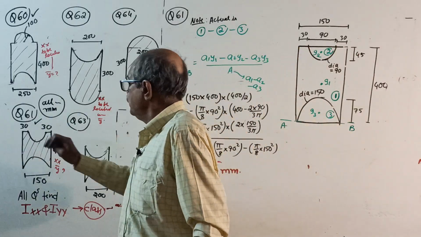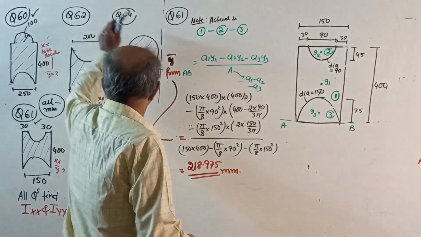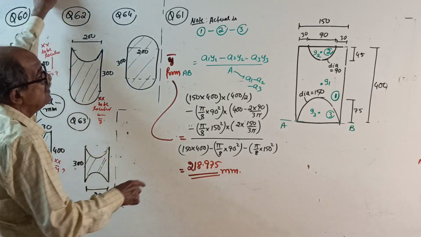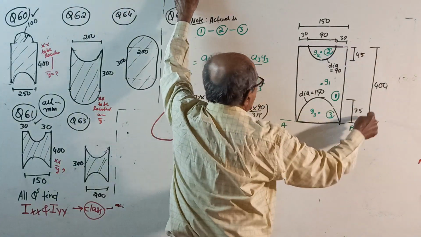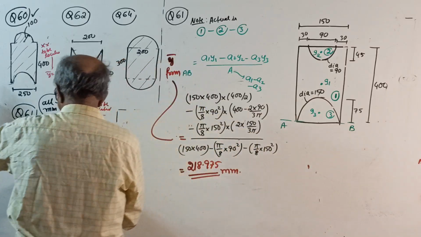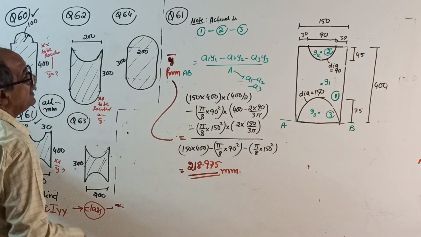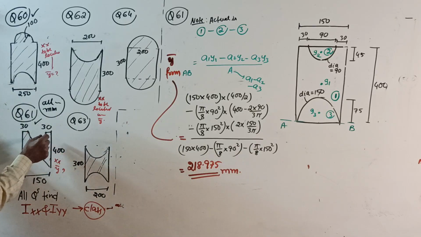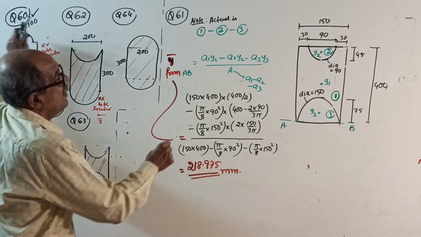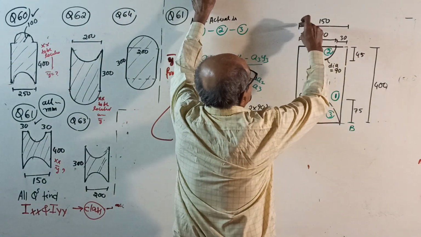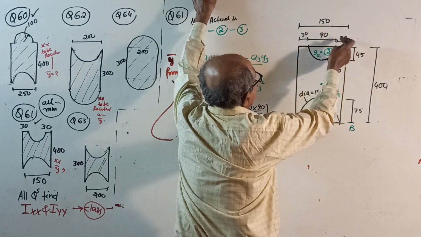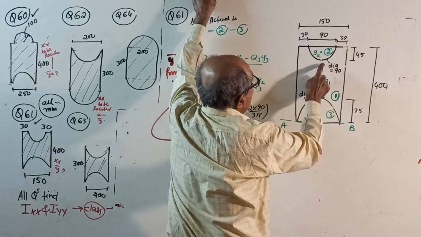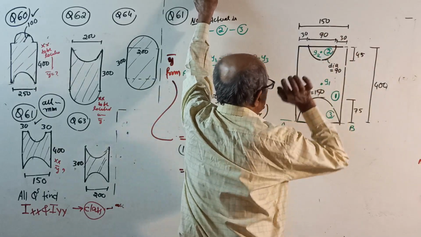Question 61, see here. Once again, divide into 3 parts. One full rectangle, 150 by 400. How did I get 150? 150 given, 400 given. Then this is cut out, this also cut out. For this one, offsets 30, 30 are given. From 150, subtract 30, 30, that is 60, and you get 90. That 90 is going to be the diameter. Its radius is 45.